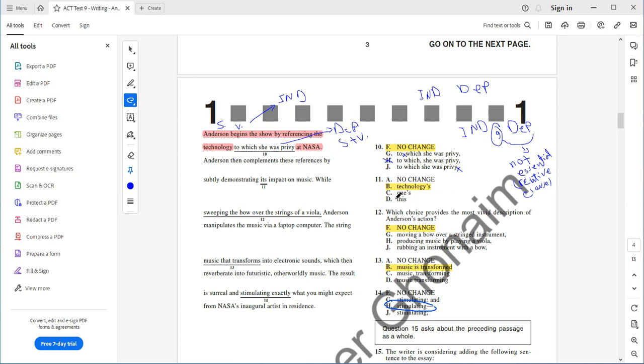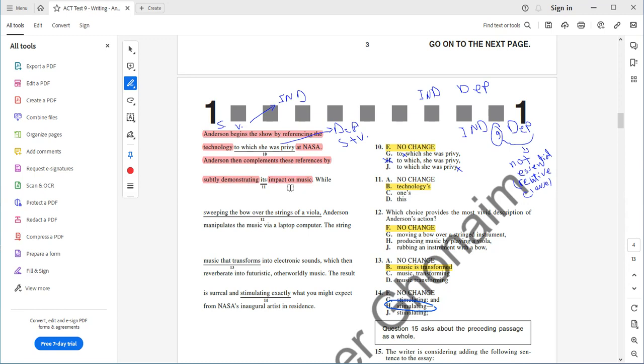Okay, Streamer Adam. Yes. Read, please. Anderson then complements these references by subtly demonstrating impact on music.